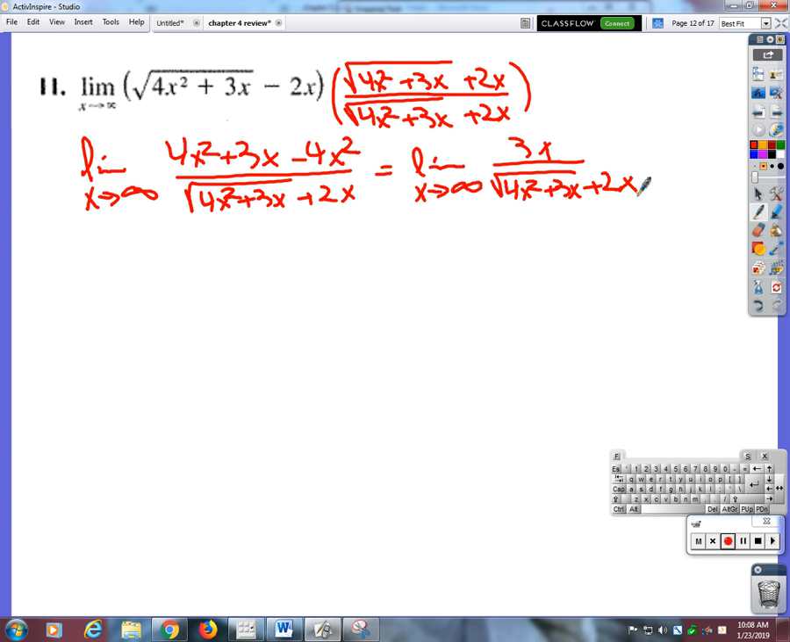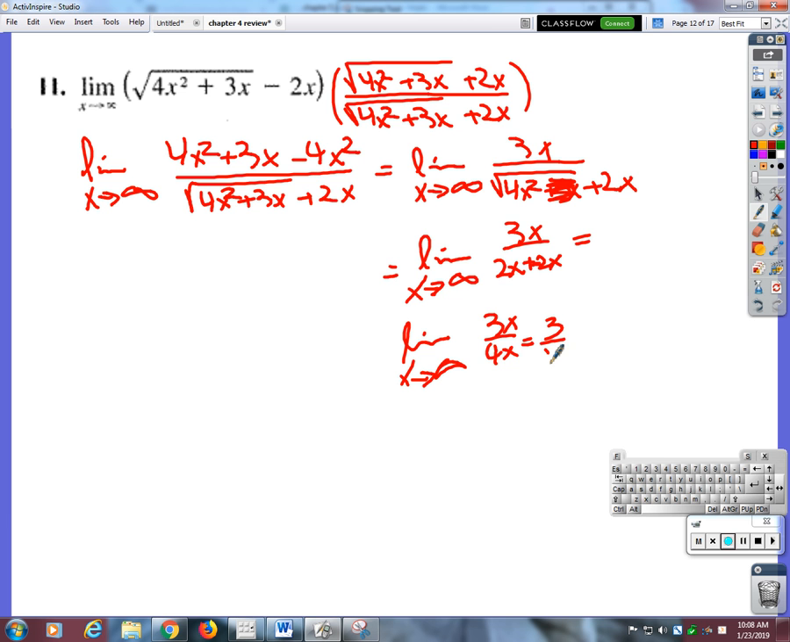They canceled. Oh, where did it come from? Okay, this times this. Okay, so now I'm going to do what Gage was talking about, because that is a really good way to explain it. When we're talking about limits to infinity, we only care about the highest power, right? So I can basically ignore underneath the square root that 3x, and then the square root of 4x squared is 2x. So that means I can change this to the limit as x approaches infinity of 3x over 2x plus 2x, right? But then that's the limit as x approaches infinity of 3x over 4x, so that means the answer is 3/4.